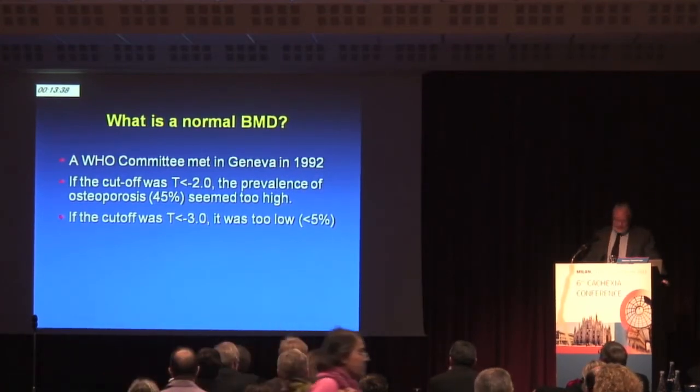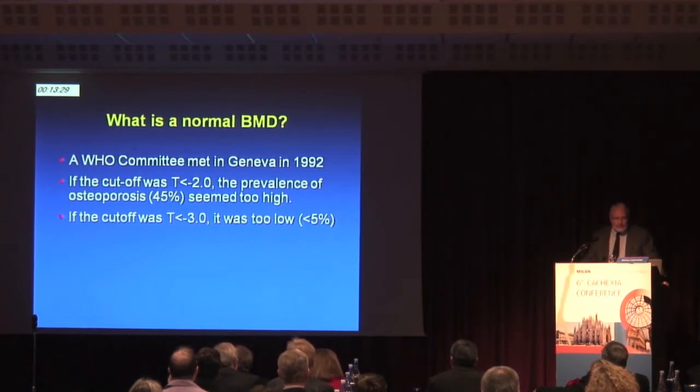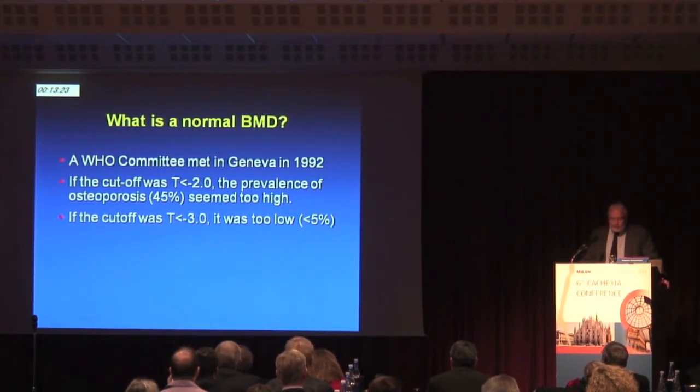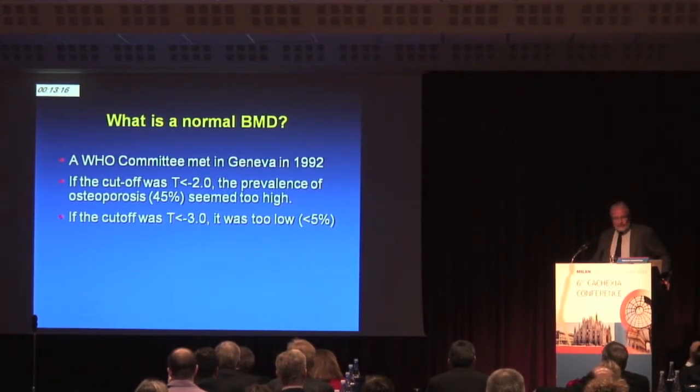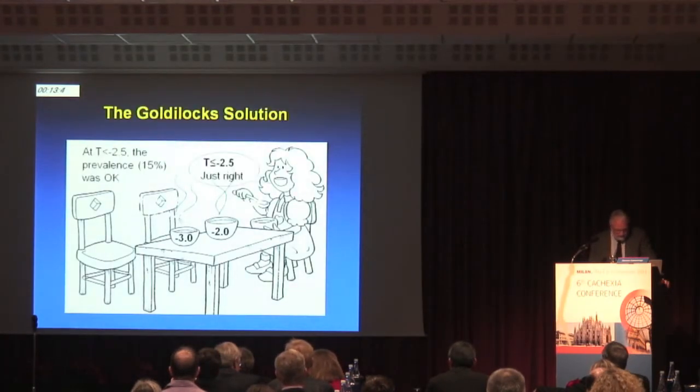But then a World Health Organization committee met in Geneva in 1992, parallel to a lot of the meetings I hear about now about sarcopenia, where extensive epidemiology was reviewed on relationships between bone density and other endpoints. And it was considered that a T-score of minus 2.0 should be used as the diagnosis of osteoporosis versus normal. But the prevalence of osteoporosis would be 45% of the time. And so someone said, let's make it minus 3, but a prevalence of 5% is too low. So this is a too high, too low problem. The Goldilocks solution is to take a point in between. At minus 2.5, things were just right, because the prevalence, 15%, was fine.